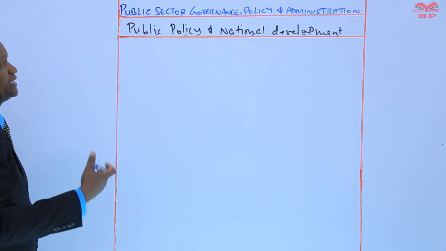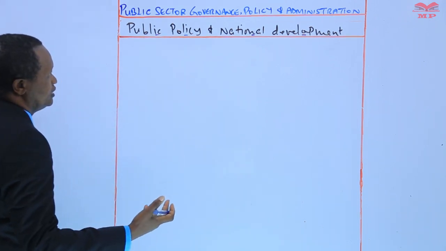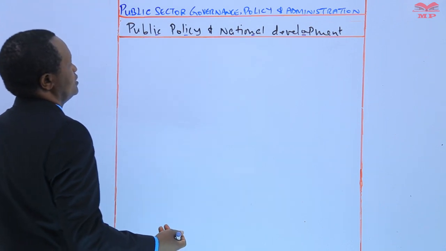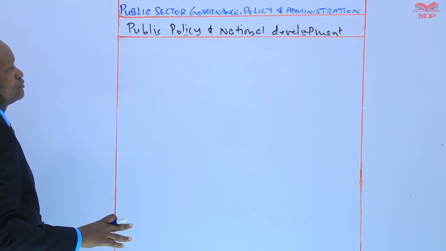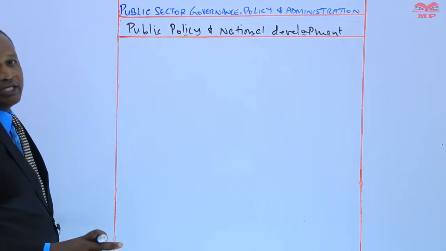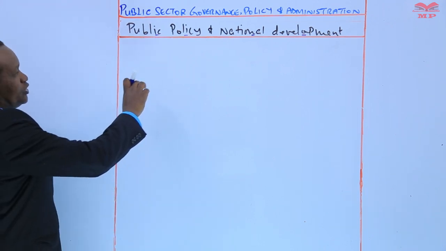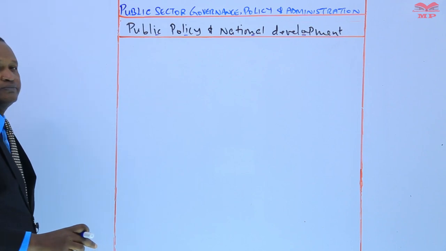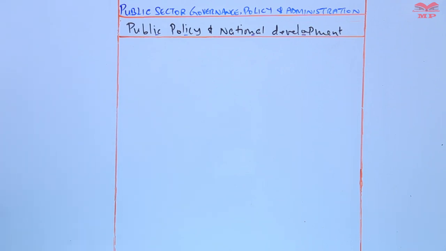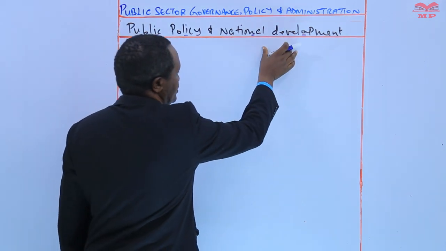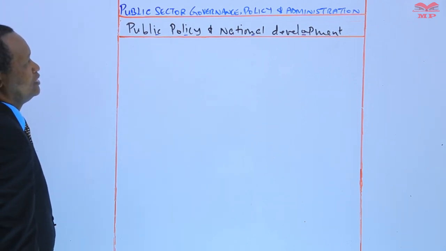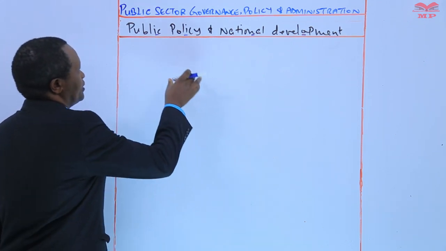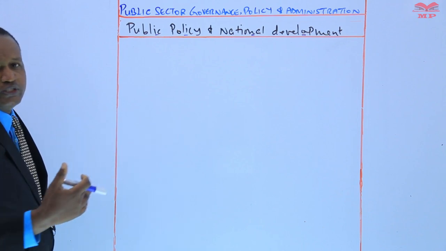We've said that public policy is a set of rules, a set of principles that guide government action. You understand? And there is an interplay, candidates, between public policy and national development. Public policy plays a crucial role in shaping the trajectory of national development. There is no way a country can develop without having proper public policy. There is the interplay between the two.